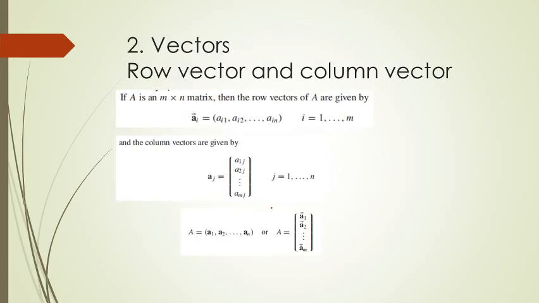Number 2, vectors. We can write the vectors as row vector and column vector. For the row vector, we usually put an arrow above the letter. And the column vector, we just keep the letter. Usually we use small letters. So for the matrix A, we can rewrite it as n column vectors or m row vectors to represent the coefficient matrix A.